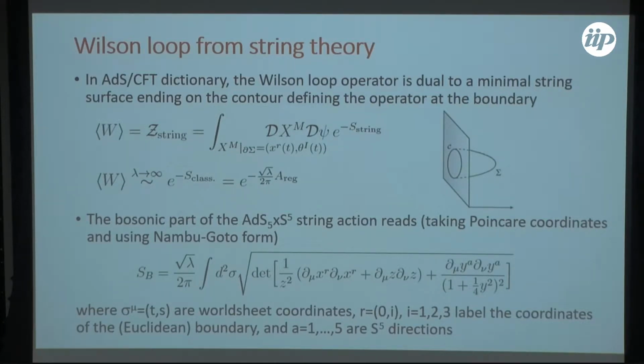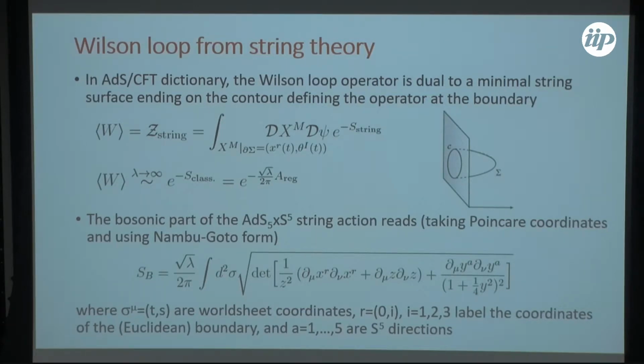In AdS/CFT, the Wilson loop is dual to a minimal string surface ending on the loop at the boundary. And the expectation value of the Wilson loop is given by the string partition function with the boundary conditions that specify that this surface should end on that loop. In the leading strong coupling result, which is a classical limit on the string side, this just reduces to the exponential of the regularized area. But this of course captures also quantum corrections in principle.